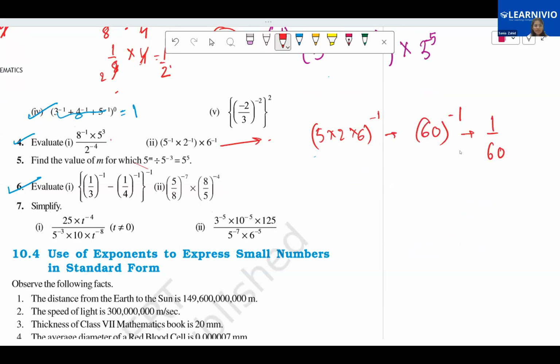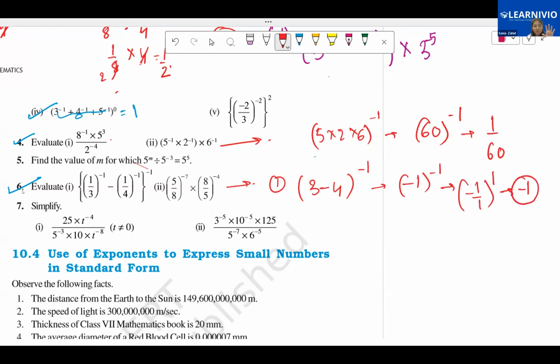Next, what you have is evaluate the following, the sixth question. So what does the sixth question say? The first part is 1 by 3 power minus 1. So write it as 3 to the power 1 minus 4 to the power 1 and whole power minus 1. So 3 minus 4 is minus 1, whole power minus 1. So the reciprocal of minus 1 is minus 1 by 1 whole power 1. 1 by 1. Everything, like 1 power, is also 1. So your answer is just minus 1.